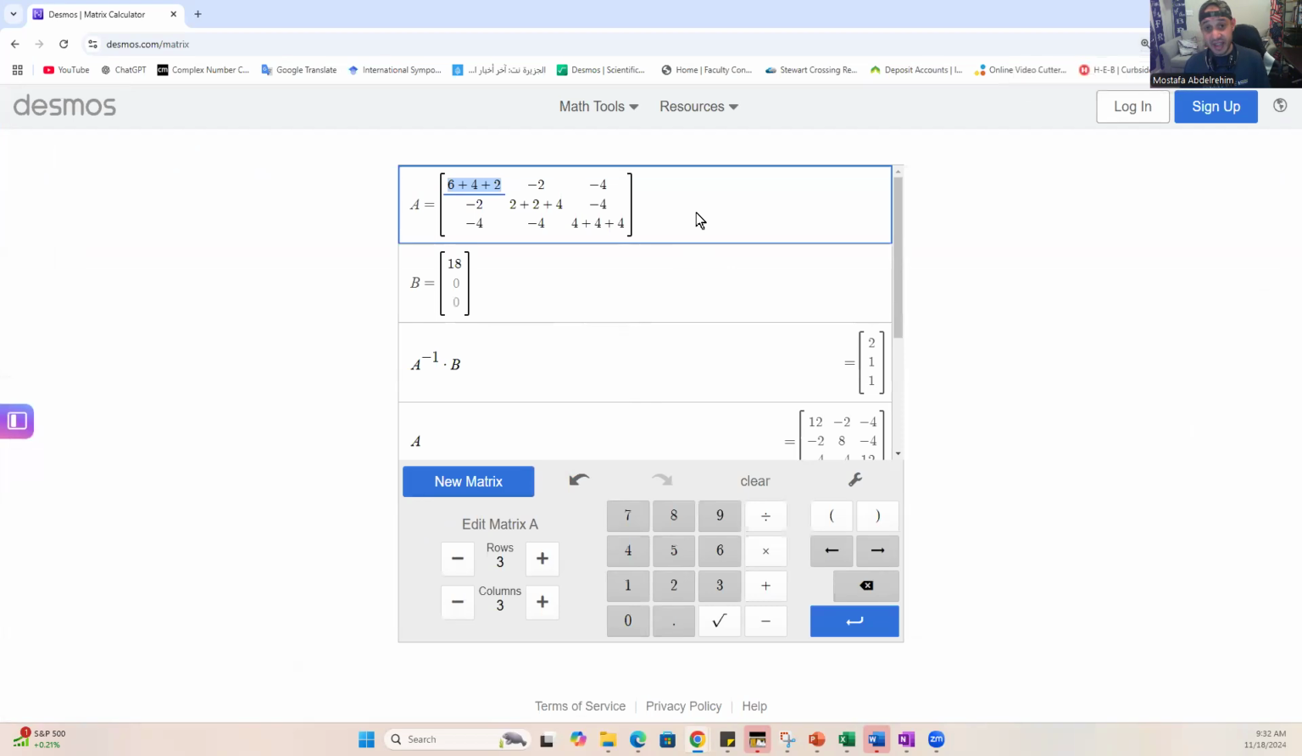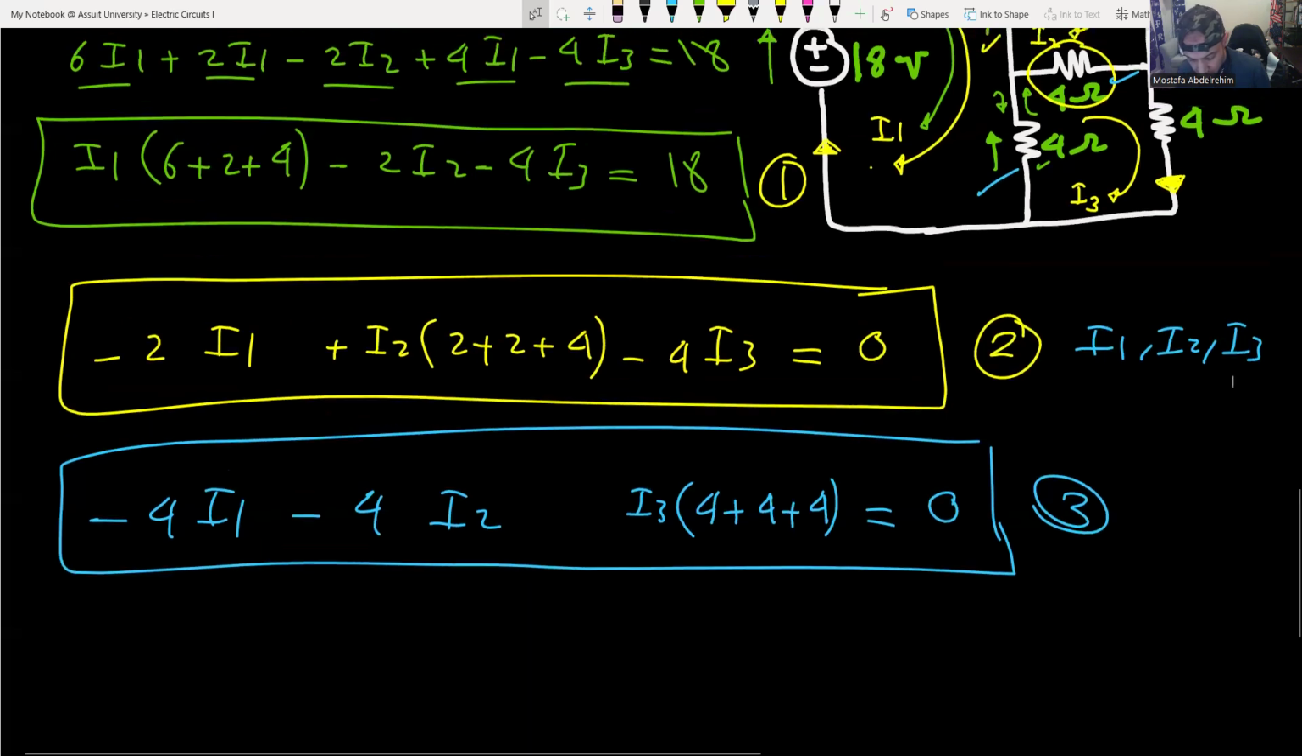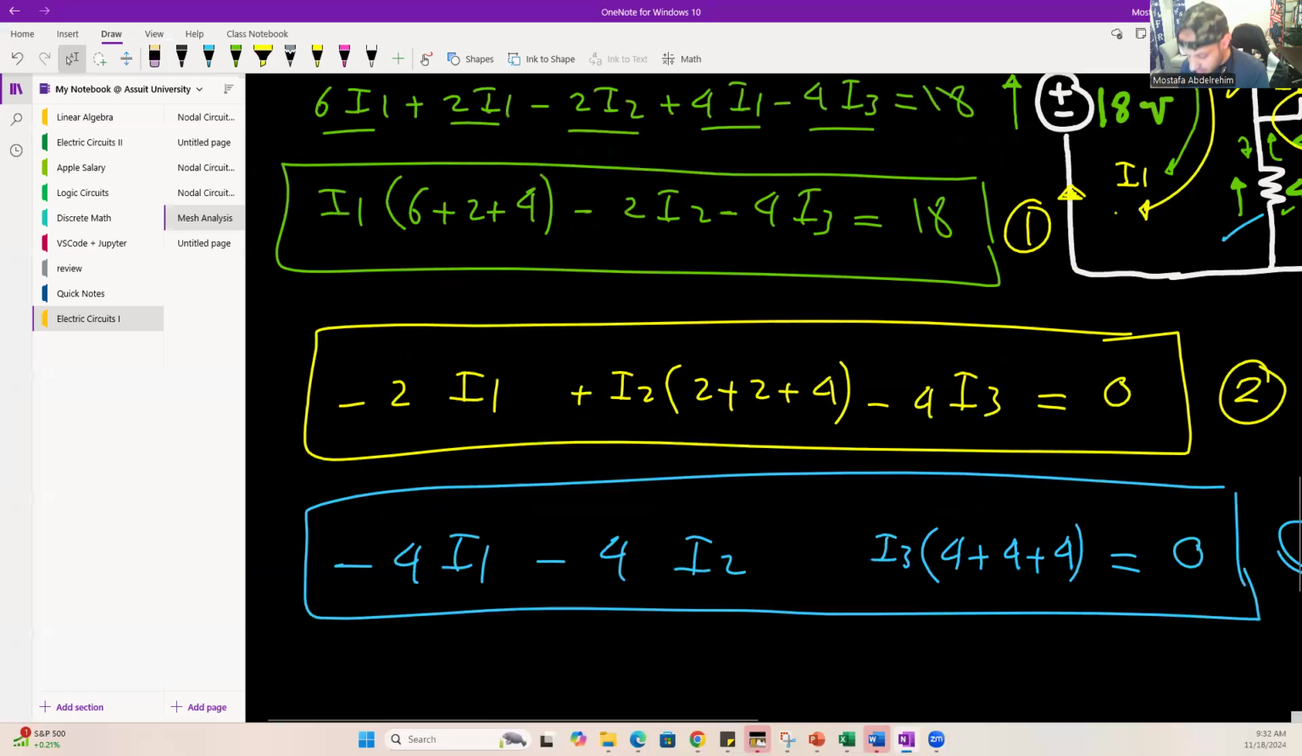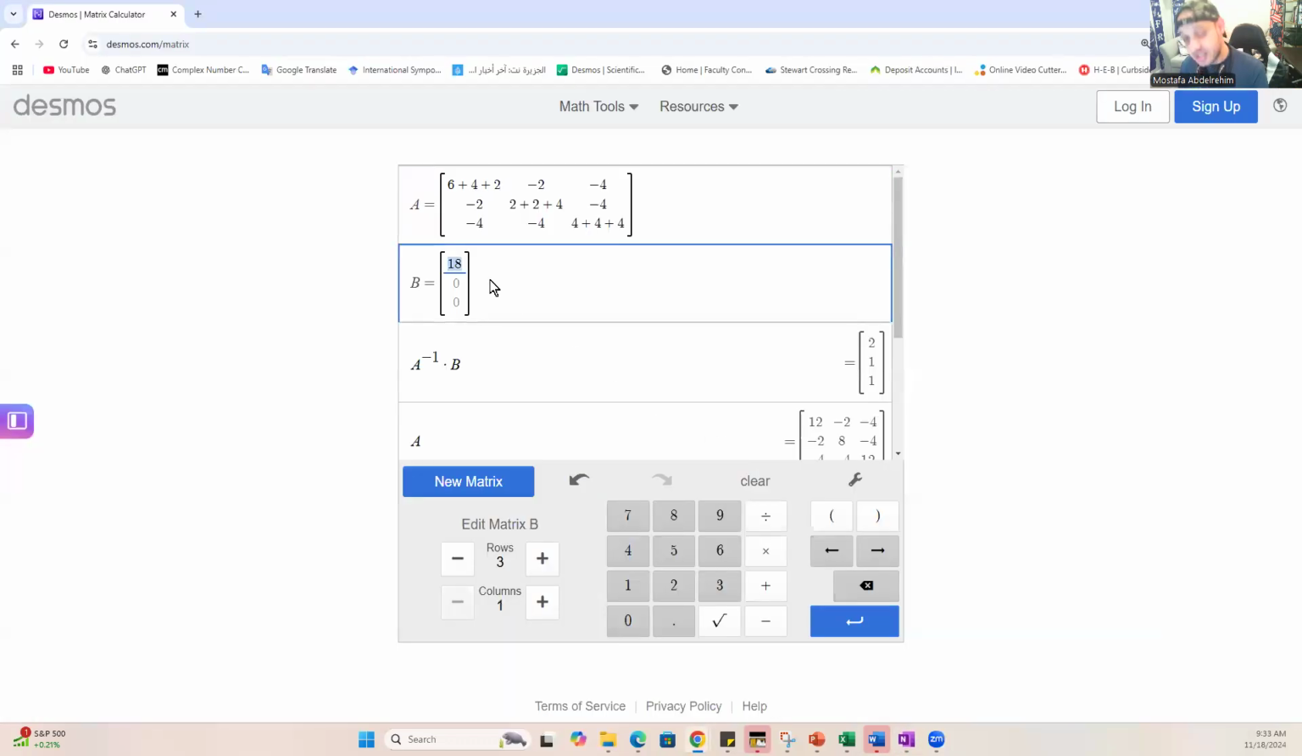So first, I entered the matrix that contains the 3 by 3 equations without the right hand side. So you don't need to calculate 6 plus 4 plus 2. The 6 plus 4 plus 2 is the coefficient of I1. Let's go back to our own note to show you this. Look, 6 plus 2 plus 4, minus 2I2, then minus 4I3. And in another matrix called B, we're going to put the 18.